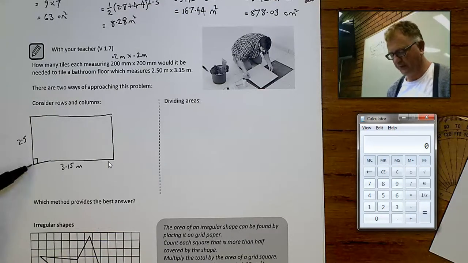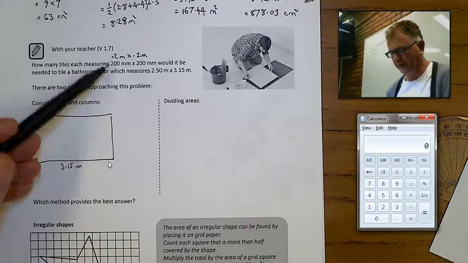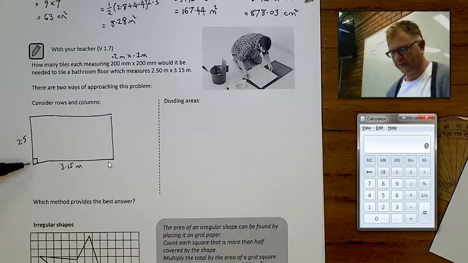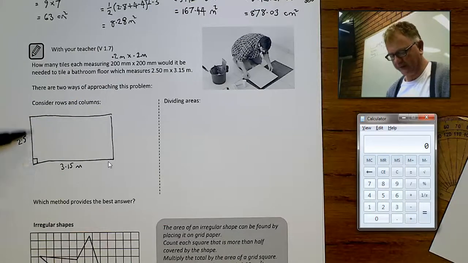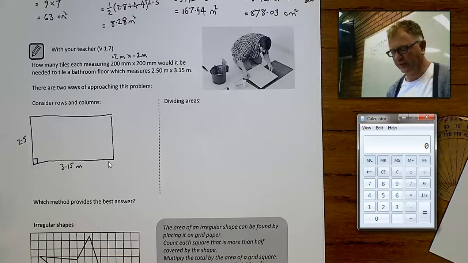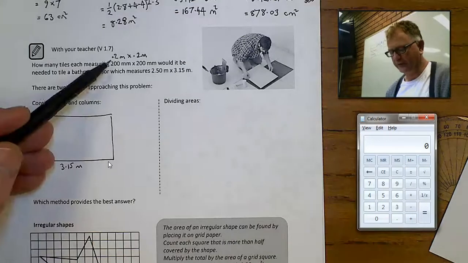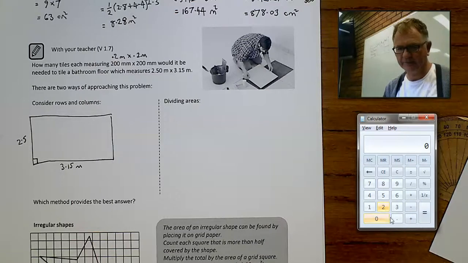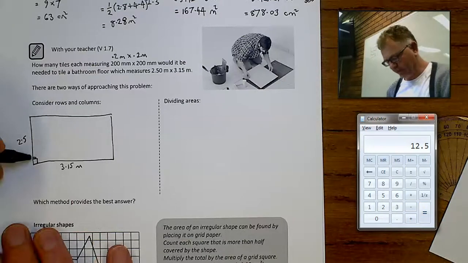So if I want to know how many rows of tiles, I need to know how many times the tile divides into 2.5 metres. How many tiles can you fit down here and form rows of tiles in our room? So I want to divide 0.2 into 2.5, and that'll tell me how many rows of tiles that I need. So 2.5, how many 0.2s? I get 12.5. So in other words, you could fit 12.5 rows of tiles in your room here.